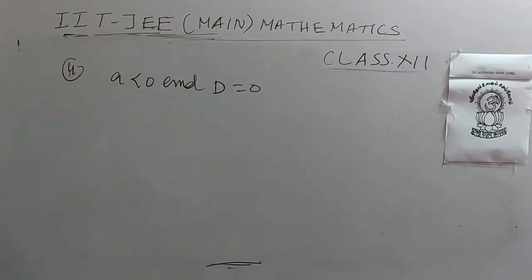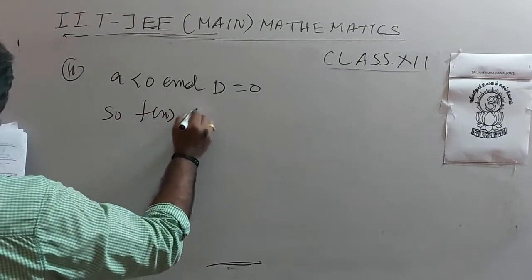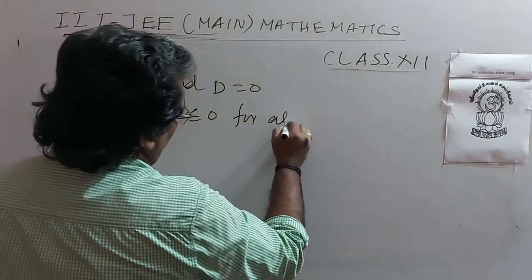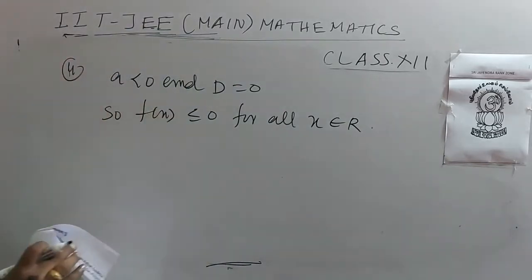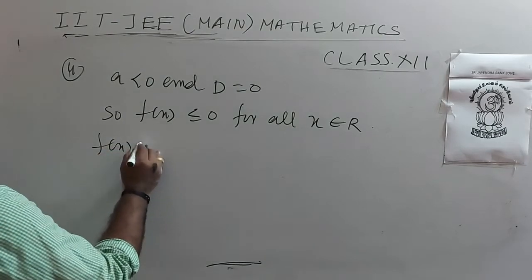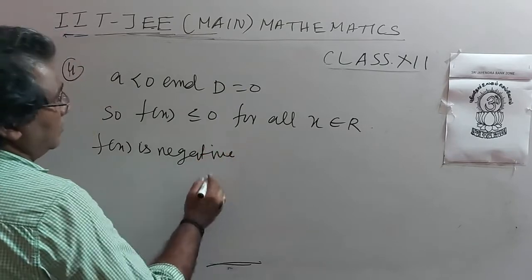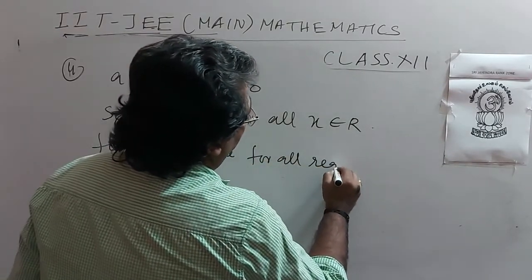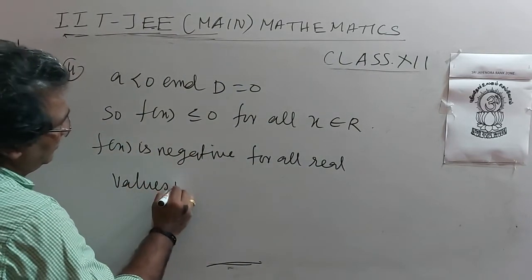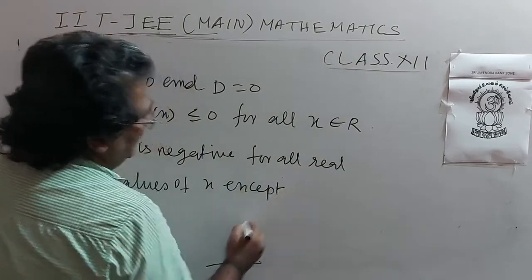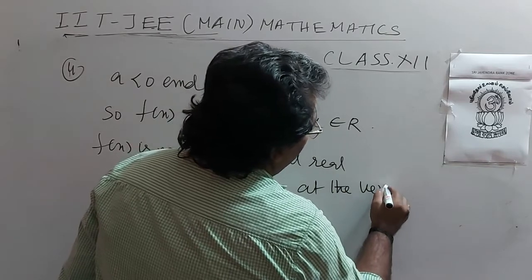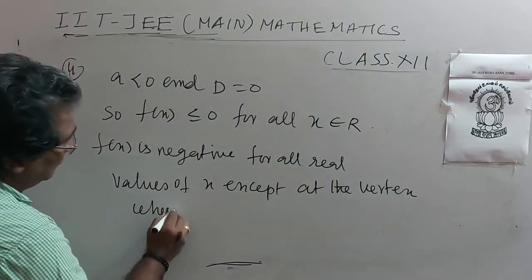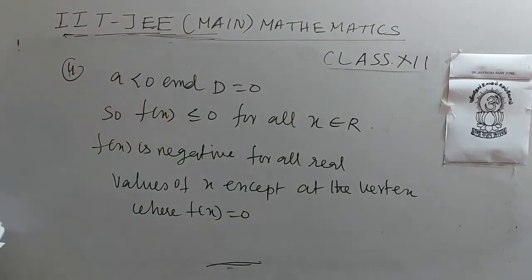A less than 0 and D equals 0, f of x less than or equal to 0 for all x belongs to R. F of x is negative except at the vertex, where f of x equal to 0.